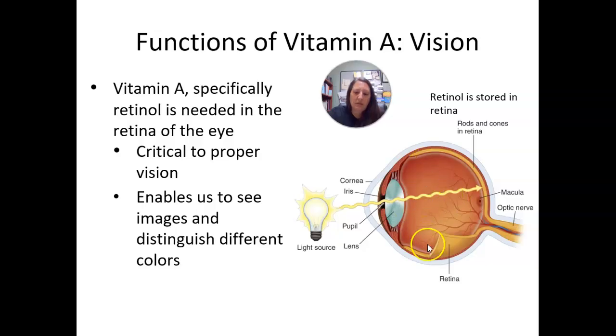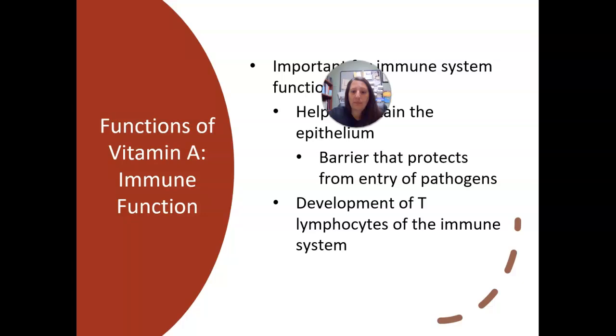And in the retina, specifically, we have these cells called rods and cones, okay? And rods and cones are involved in vision, okay? So vitamin A, specifically one form called retinol, is needed in the retina of the eye. So it's needed not just for proper development, but for proper vision. It enables us to see images and distinguish different colors. Okay, so without that, our vision is impaired and we're not able to see different colors.